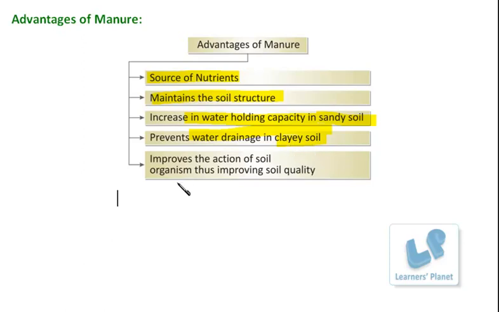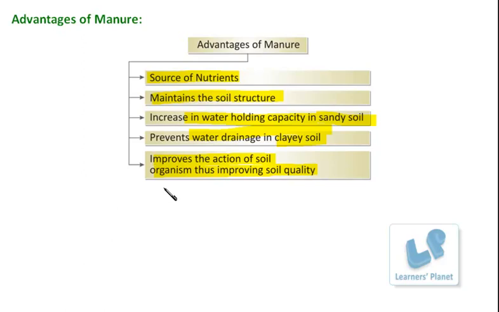Besides this, it is also improving the action of soil organisms, and thus it improves the soil quality. How does it improve the action of soil organisms? This is because they are supplying more organic compounds in the soil. And these organic compounds can serve as a source of nutrition for these soil microorganisms, even for the worms also. So this is how they are naturally digesting it and converting it into the simplified form, which can be easily absorbed by the plants. So these are the important advantages.